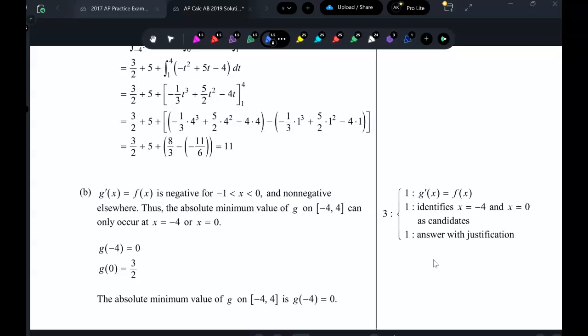Okay, part B was asking for the absolute minimum value of g on the closed interval from -4 to 4, justify your answer. Like, doesn't the math justify your answer? It's 11.